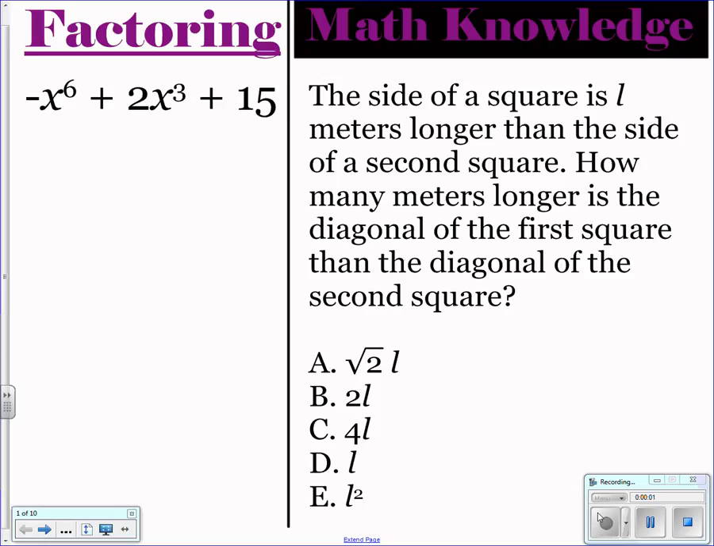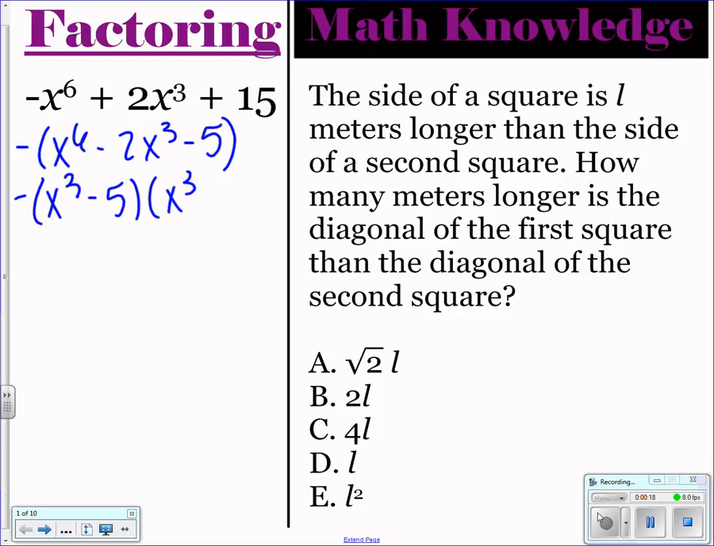So on the factoring math knowledge question, once everyone is finished, you can unpause the video and I'll go over the correct answers. For the factoring, you're going to factor out a negative first off, and then you're going to factor it as x cubed minus 5 and x cubed plus 3. That would be as far as you can factor this one.